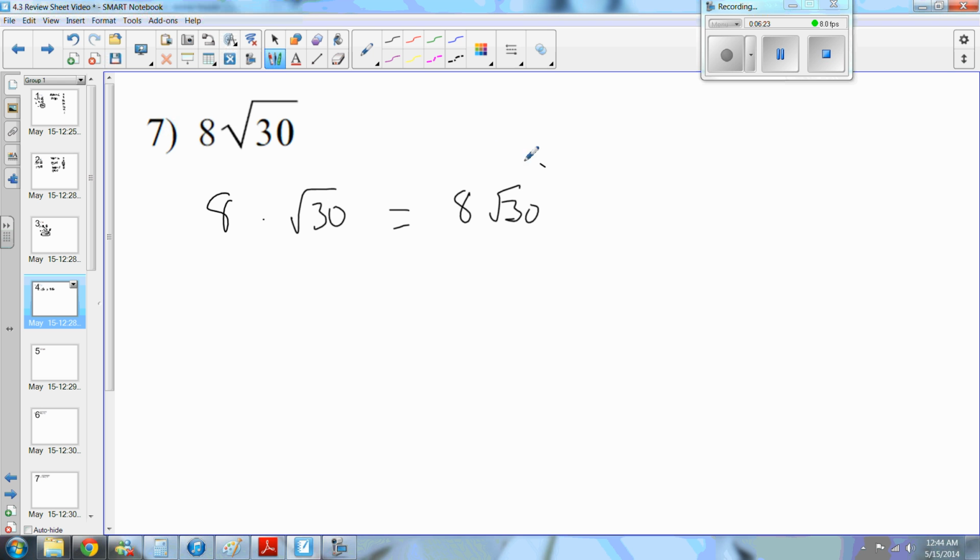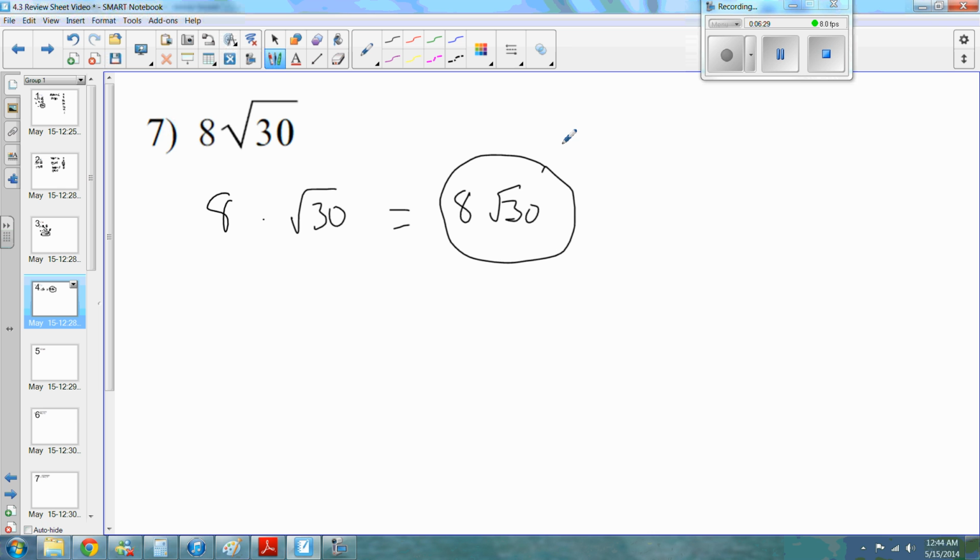This is fully simplified. And there might be questions like this in the test. So don't crack your head and say, no, I have to be able to simplify this. No. 8 root 30 is fully simplified, and the square root of 30 does not have any perfect square factors. So once again, we can just do this from our calculator.